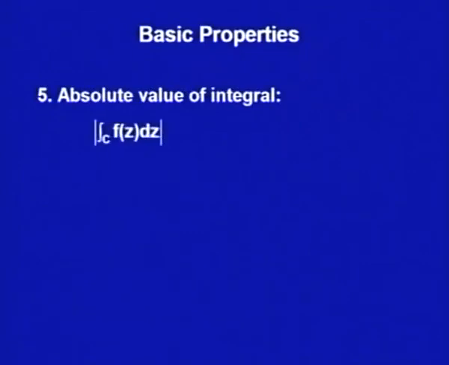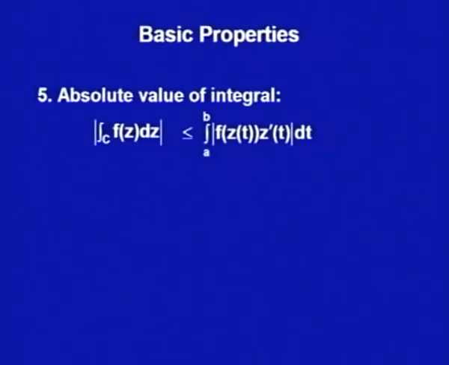So, we come to the basic property about the absolute value of the integral. That is, what will be the absolute value of the contour integral of f(z) dz on the contour C? By definition, this is nothing but the integral from a to b of f(z(t)) z'(t) dt, and t is actually the real variable. So, we could use a similar property of the real variable, and from there we get that this should be less than or equal to the integral from a to b of |f(z(t)) z'(t)| dt.